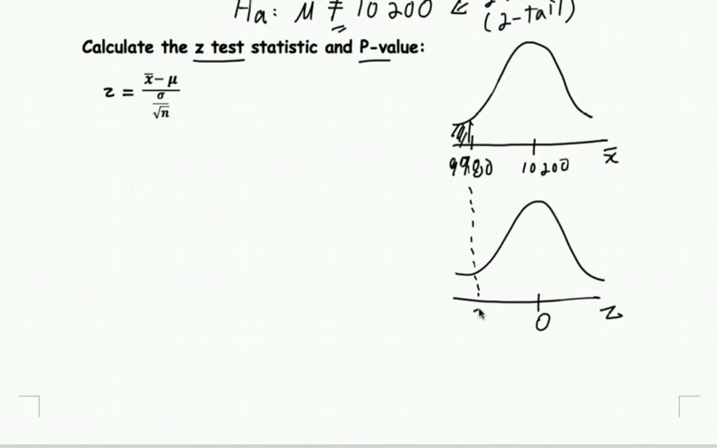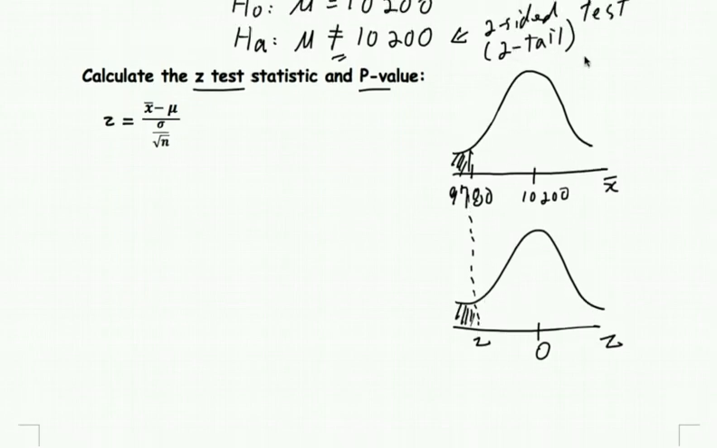First, find this z value that corresponds to 9780. This is 9780. Now, because this is a two-sided test, we need to look at the other tail as well. So this is negative and this is positive. So we need to find these two z values. And the p-value is going to be the sum of two tails. So let's find the z first.